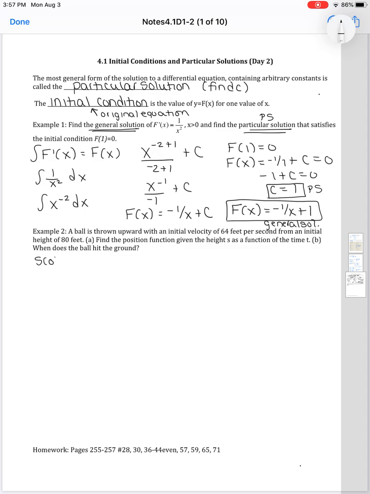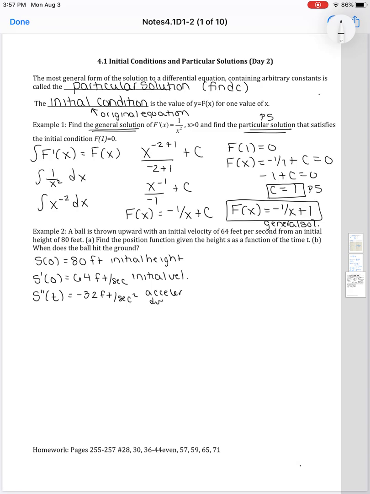So it says a ball is thrown upwards with an initial velocity of 64 feet per second with an initial height of 80 feet. All right, so that means the position at 0 is 80 feet. So that's my initial height. When I take the derivative of position at time 0, that's my initial velocity, which is 64 feet per second. And given that I'm talking feet per second, I know that my acceleration is going to be negative 32 feet per second squared. So that's my acceleration due to gravity.